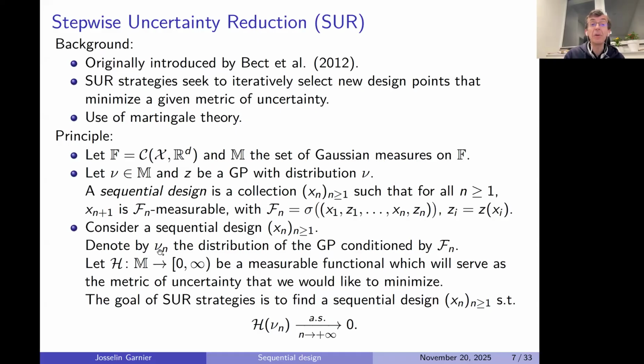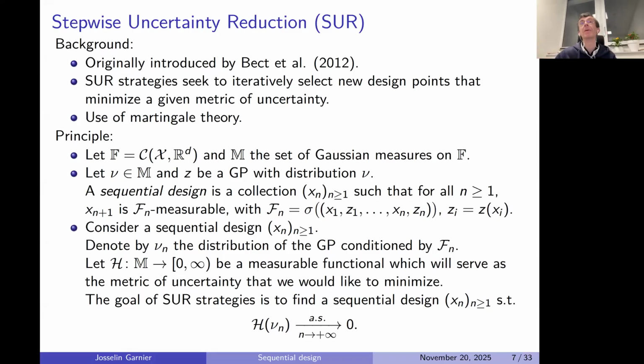Okay, you can denote by nu_n the distribution of the GP conditioned by F_n. Okay, we know how to do that. We have just done that before. And now you can consider some metric of uncertainty. We will see some examples just after. A metric of uncertainty that quantifies how good is the measure nu_n for some objective. So you will have to choose the metric of uncertainty depending on your goal.